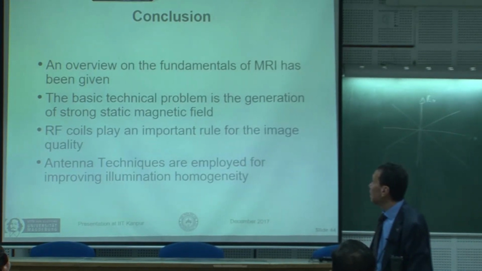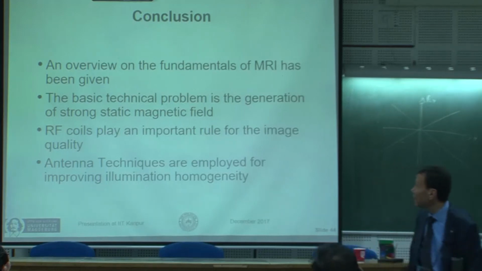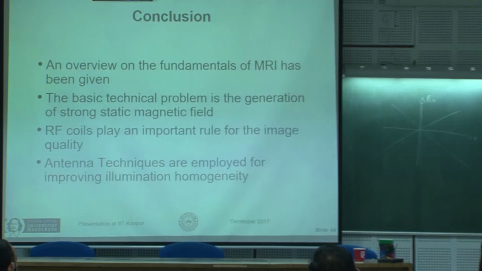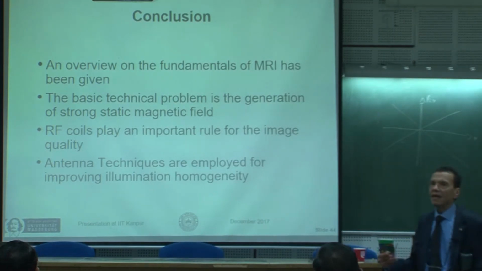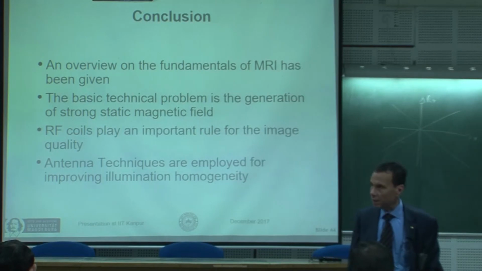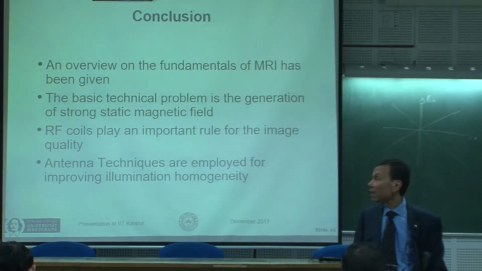So we gave an overview of the fundamentals of MRI. I hope that the technical problems of generating these signals have been explained enough, as well as the role of RF coils in producing and receiving the RF field. And the last point was how to make use of antenna ideas and antenna techniques to serve the discipline or the area of MRI. I think I'm done.